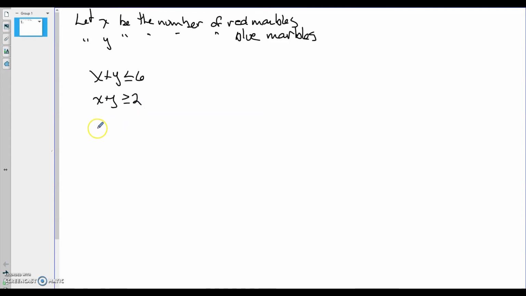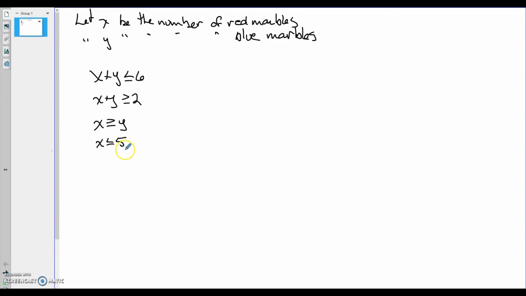There are at least as many red marbles as blue marbles. So that means x has to be greater than or equal to y. So there's at least as many, so it could be equal or it could be more. And then the final statement says the bag contains at most 5 red marbles. So that means x has to be less than or equal to 5.